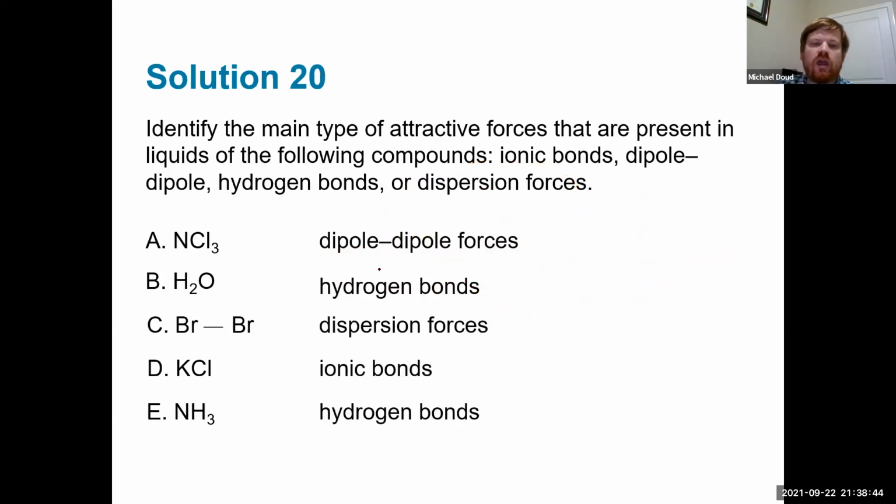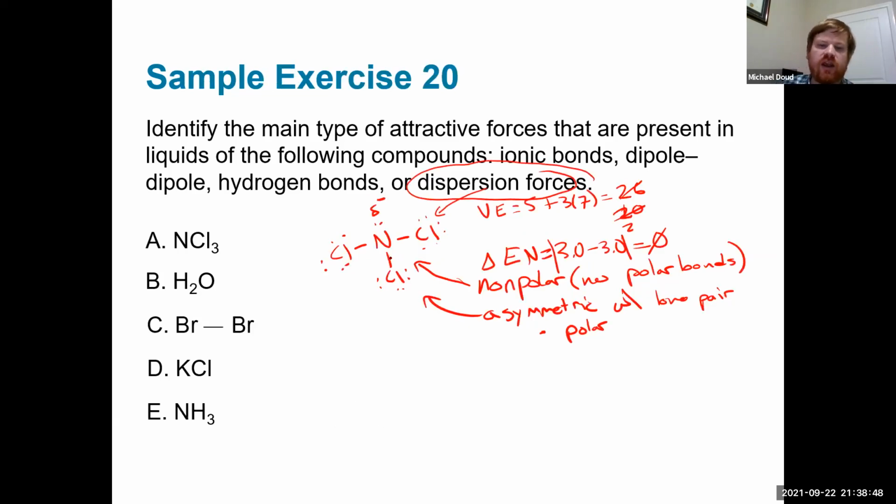Okay, so that brings us to the solutions here. Go ahead, pause the video now. We're going to look at the solutions when we come back. We've got water, bromine, KCl, and NH3. So let's go ahead and take a look here.